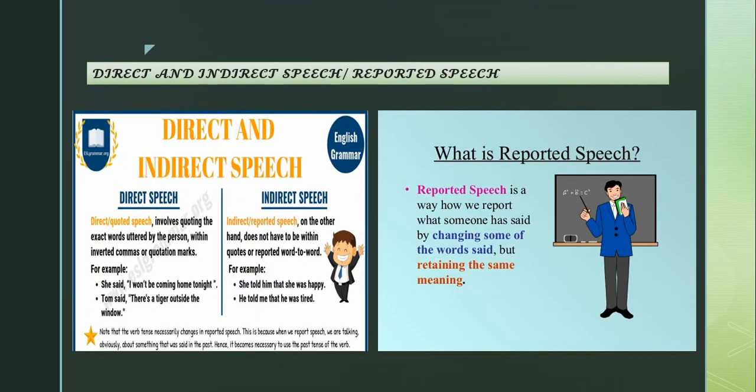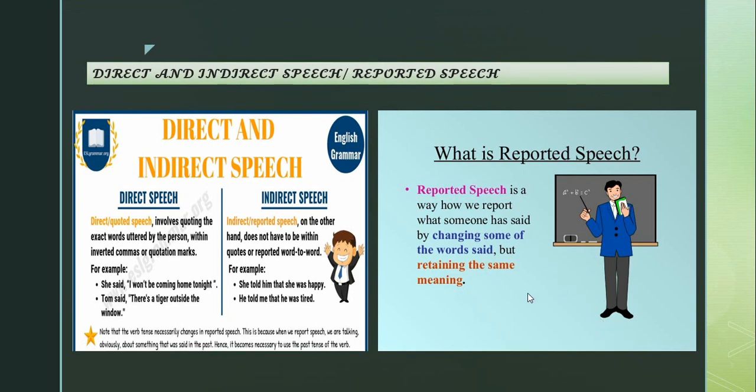So first let me tell you what is direct speech. In direct speech, the message of the speaker is conveyed or reported in his own actual words without change. And what is indirect speech? The message of the speaker is conveyed or reported in our own words. So you need not change what he has said. You will retain the same meaning, but the words will change.